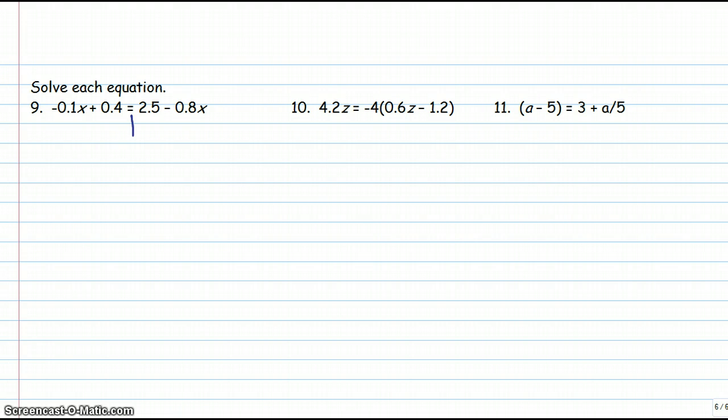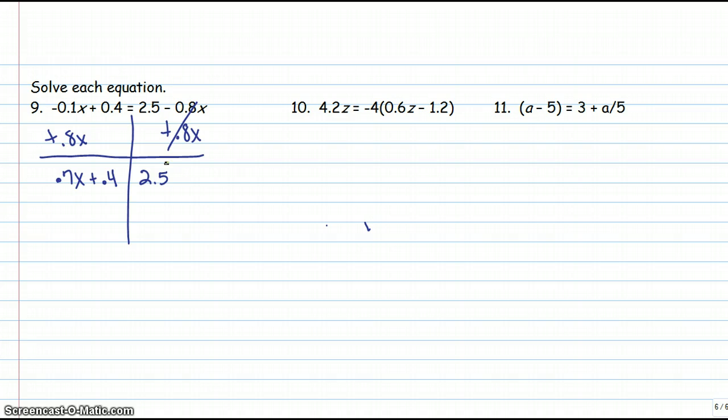So on equation number 9 here, no distribution, no combining like terms. So I get my x's together. So I think I'd like to add 0.8x on both sides. So that will get me 0.7x plus 0.4. And on this side over here, we just have our 2.5. If I subtract my 0.4 on both sides, I get 0.7x equals 2.1. Then I divide by 0.7, and x is going to be 3.